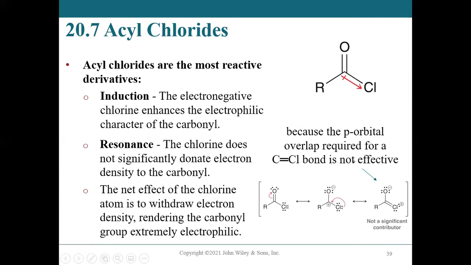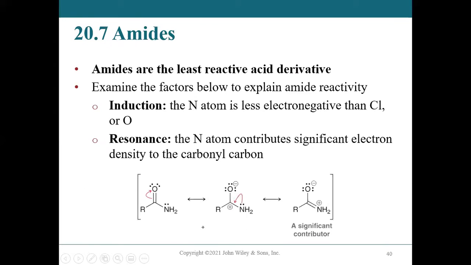a C=Cl double bond, but the p orbital overlap required for this C=Cl double bond is not effective because of the size difference between the p orbital on the chlorine and the p orbital on the carbon. The net effect of the chlorine atom is to withdraw electron density, rendering the carbonyl group extremely electrophilic.